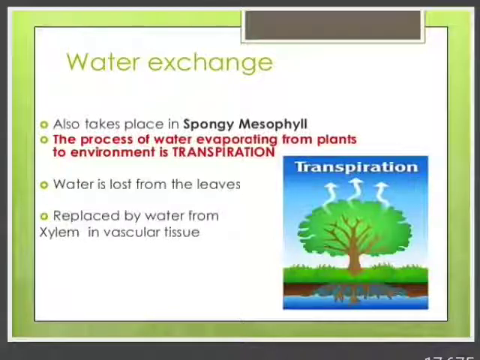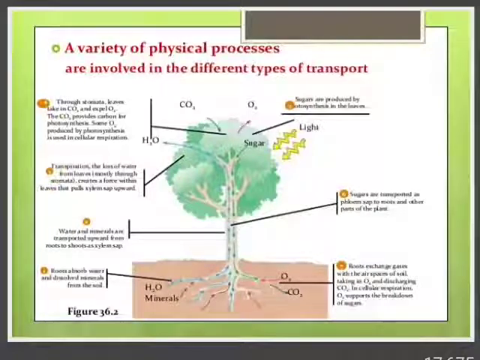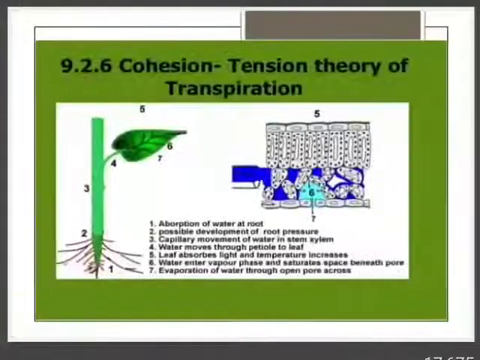Water is lost from the leaves and replaced by water from the xylem in the vascular tissues. A variety of physical processes are involved in the different types of transport. The H2O goes to the atmosphere, and carbon dioxide is used for the photosynthesis process. Transpiration is controlled by guard cells and stomata. If water pressure is high, with lots of water, guard cells swell up and open the stomata.